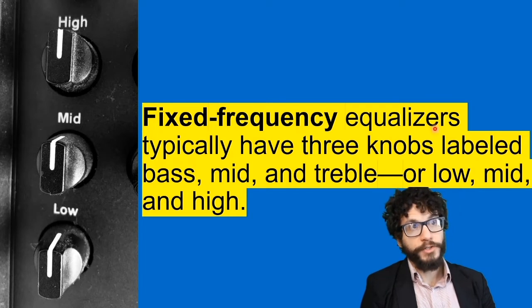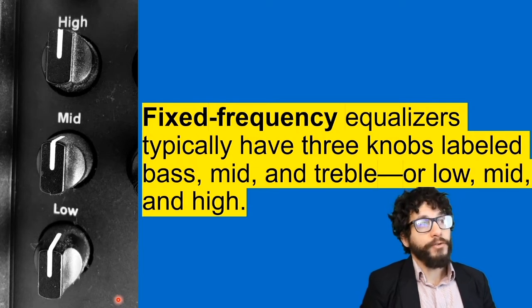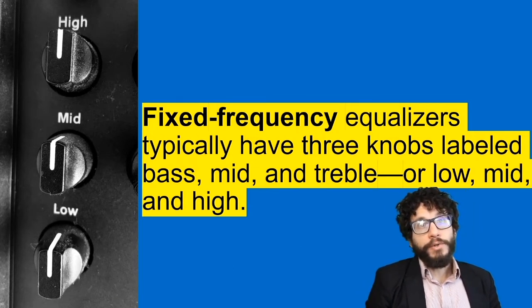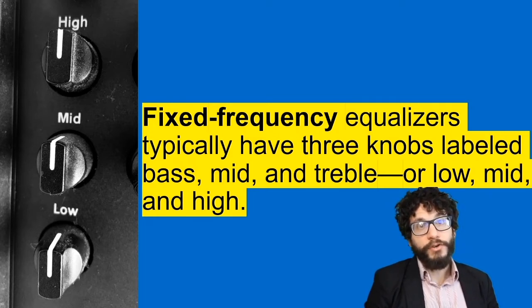Fixed frequency equalizers typically have three knobs labeled bass, mid, and treble, or low, mid, and high. You might find them on your car stereo. They're often encountered on guitar amplifiers. And you always know that you're dealing with a fixed frequency equalizer if you see three knobs labeled bass, mid, and treble, or low, mid, and high.